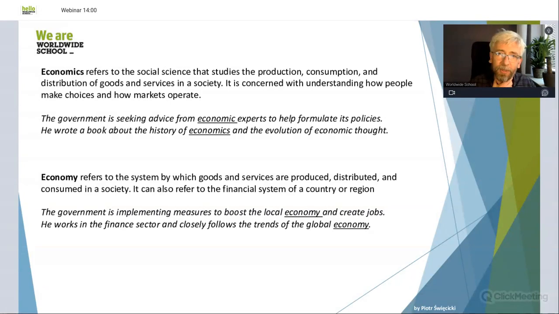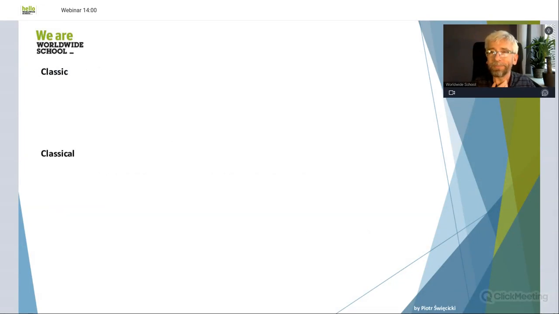So could we say that economy is gospodarka and economics is ekonomia, is the science, right? So that's the difference. Now that you know, we can move on. So we started with economic and economical, right? What about these two? Classic and classical. Klasyczne, klasyczne.